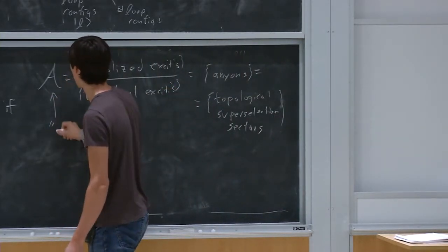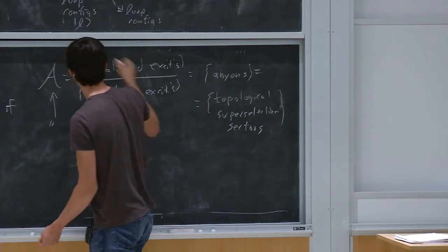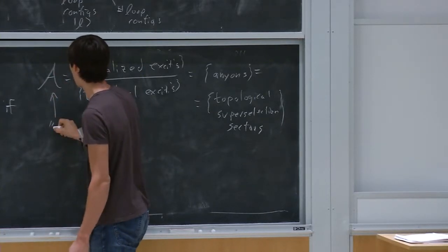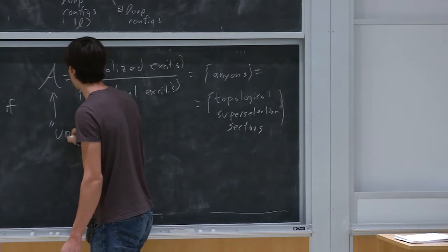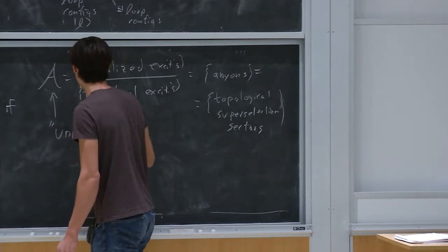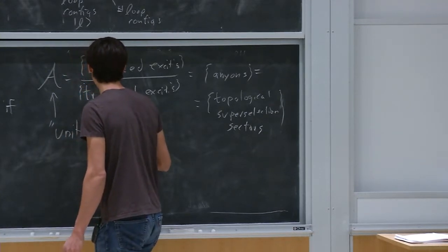The extra structure that you can get for this set A turns it into something called a unitary modular tensor category.